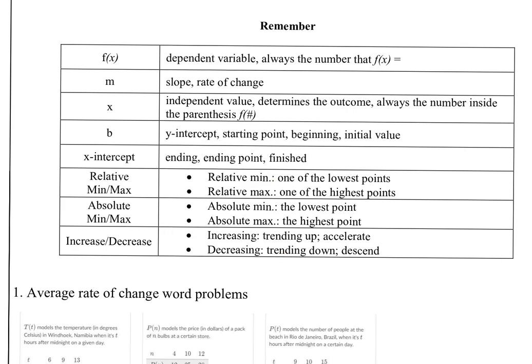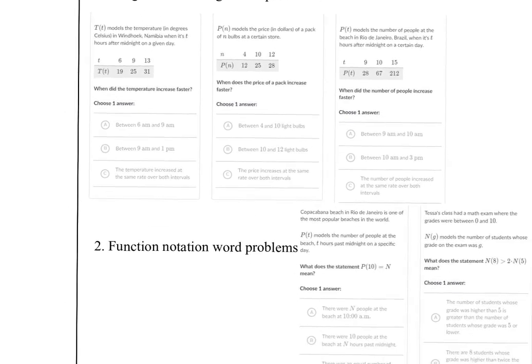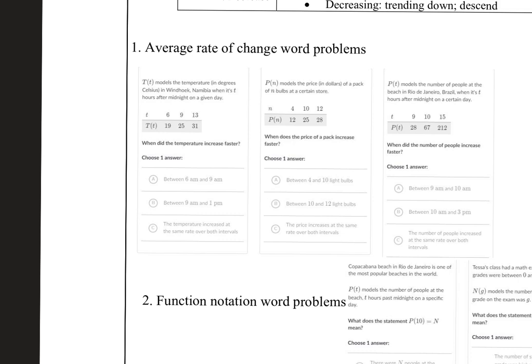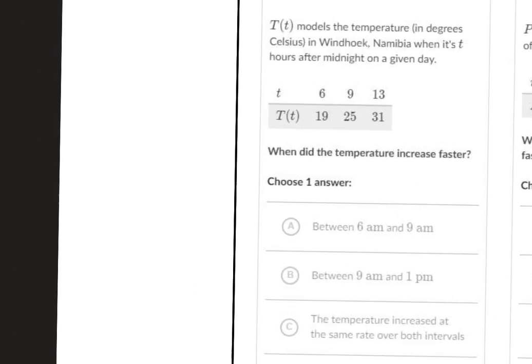And so basically what I'm going to do is just do a couple of these word problems with you and then let you do the last one on your own. So let's take a look at this. Average rate of change word problems. Let's see what this looks like.